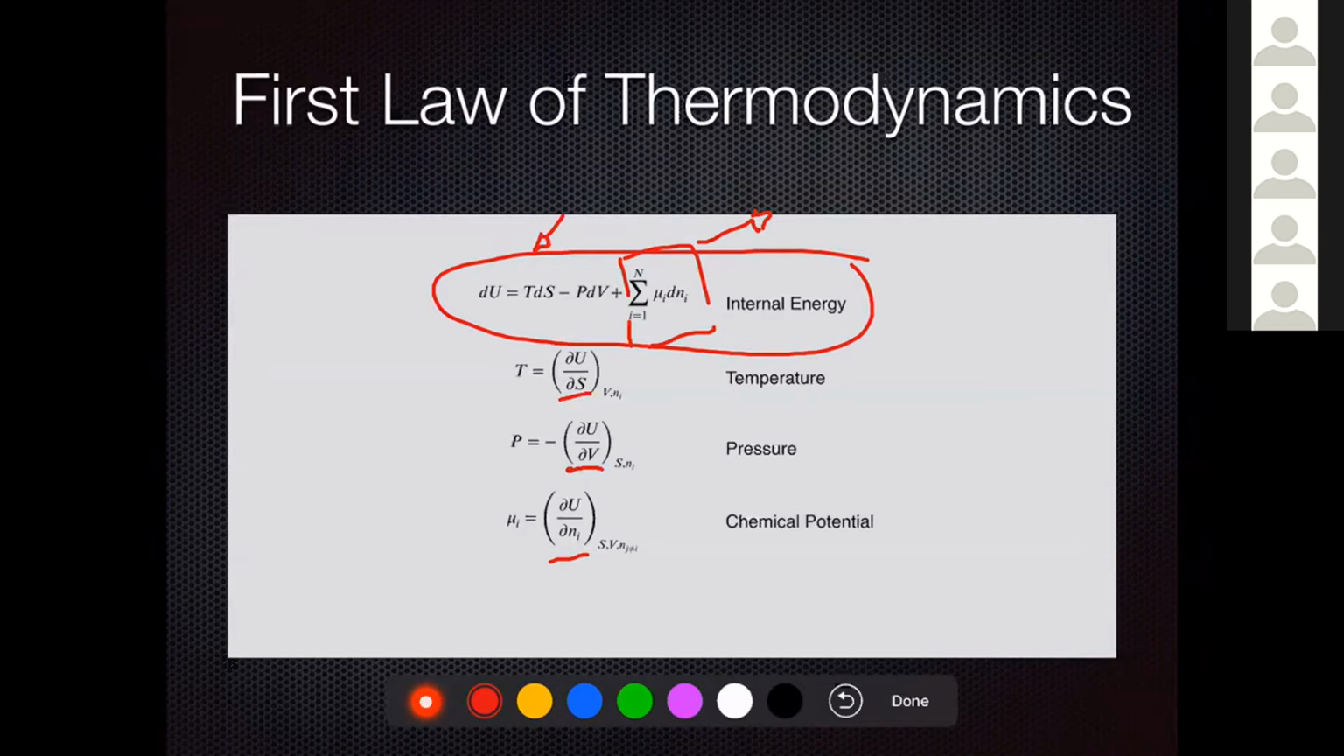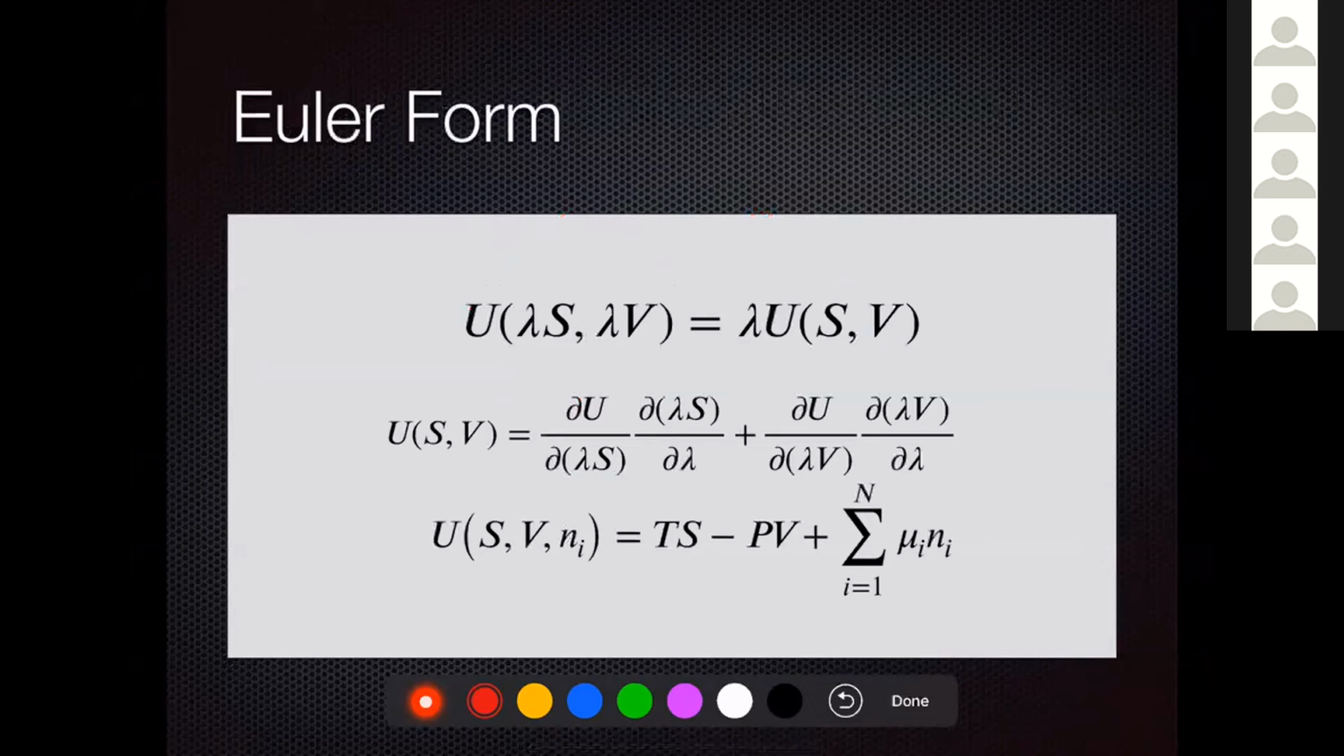Now you can see that this statement on the first law of thermodynamics is a differential, right? It is actually more useful to do it in terms of the Euler form, and not use a differential form, because if you use a differential form, you have an arbitrary constant in it. So it's actually more useful not to do that.